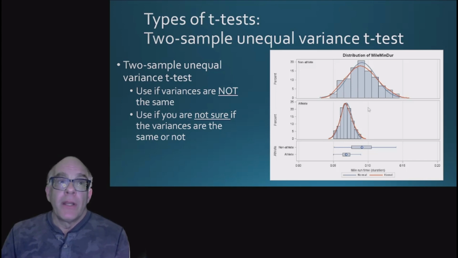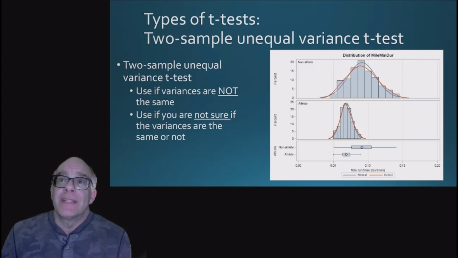Now, the slide I've got up here is looking at the amount of time it takes to do a 1 mile run. Athletes that are conditioned are probably going to have much less variation in their times, whereas non-athletes, with variable levels of endurance and training and preparedness to run a mile, are going to have a much greater variance. And so you're going to run a two-sample unequal variance test if the variances are not the same, or if you're not sure if the variances are going to be the same or not.